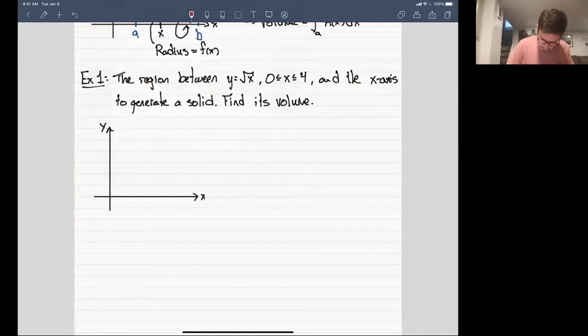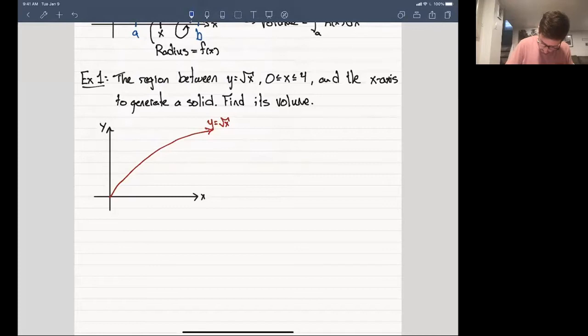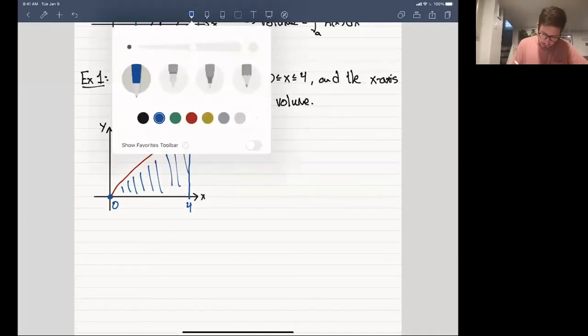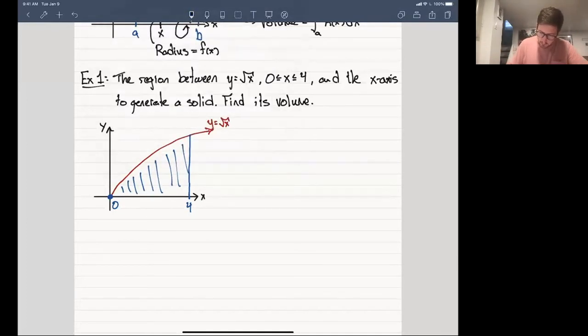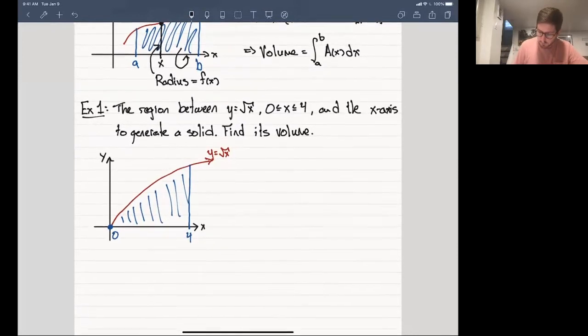My function is the square root of x. And this is going to be between 0 and 4. So here's 4, here's 0. Here's my area. This is basically the same idea as the little sketch that I started with up here, because as you can see, in this case, the radius, again, is just given by the value of the function.